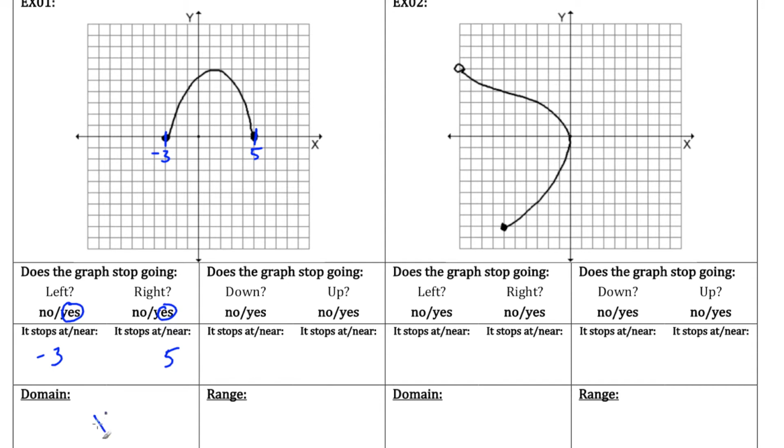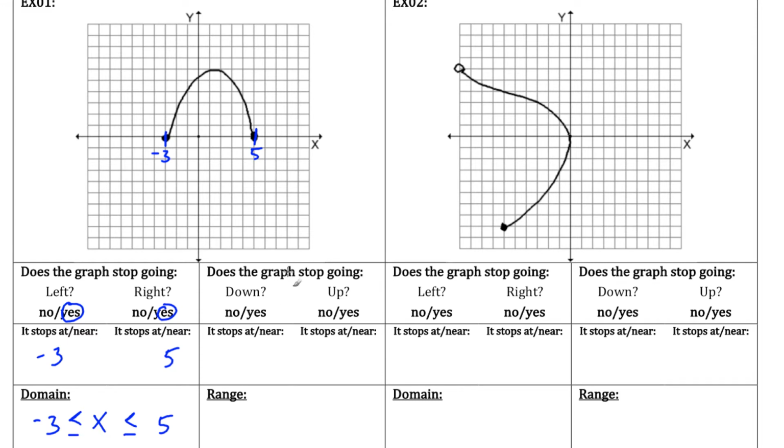So the domain are the x values. It is between -3 and +5. All the x's are between -3 and +5. The x's are larger than or equal to -3, and less than or equal to +5.